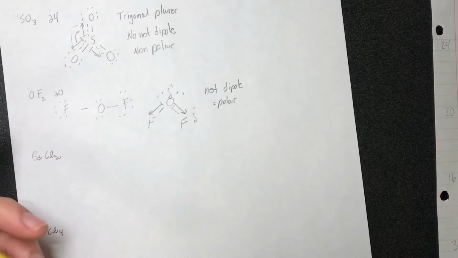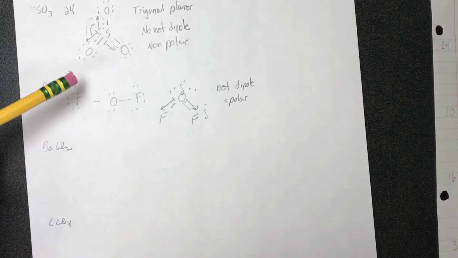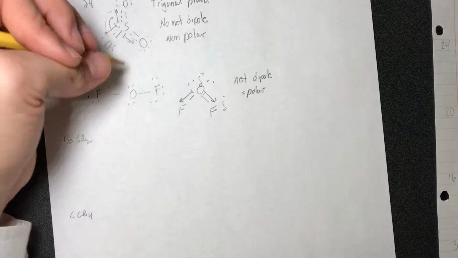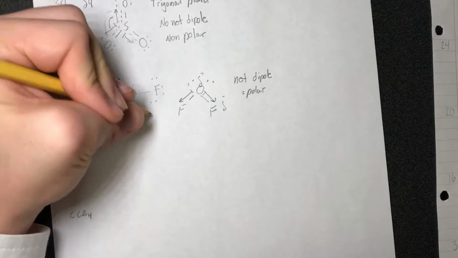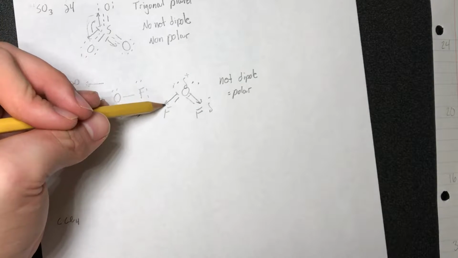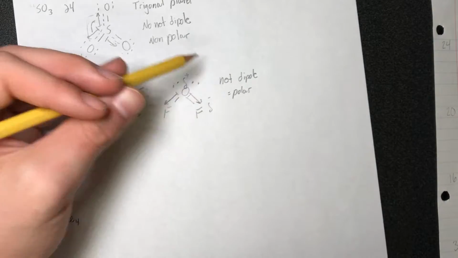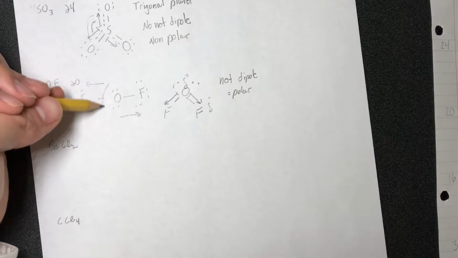Now, a common misconception would be not to draw this structure right, and just draw it like this and think that the net dipoles would cancel. But in reality, these non-bonding domains are going to push the atoms farther away, and that's going to create the polar molecule. So that's something to watch.